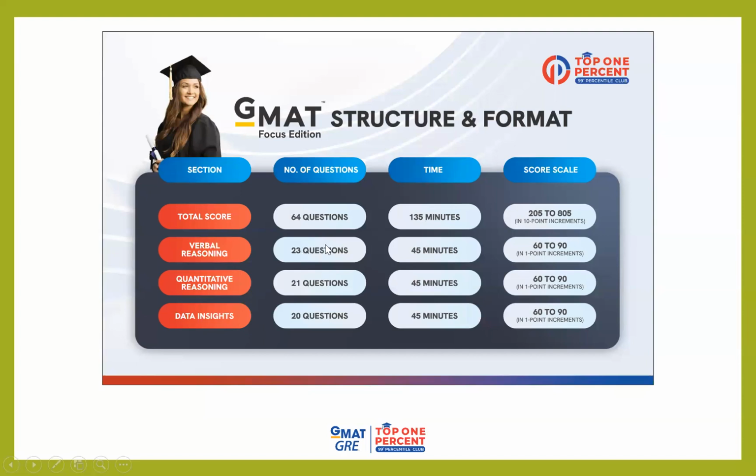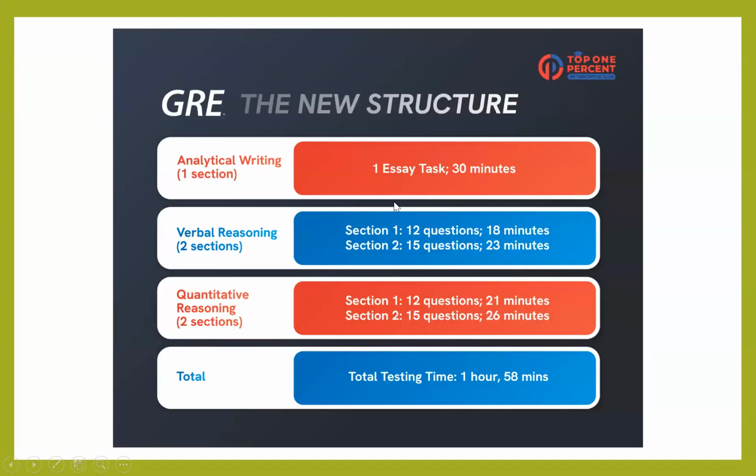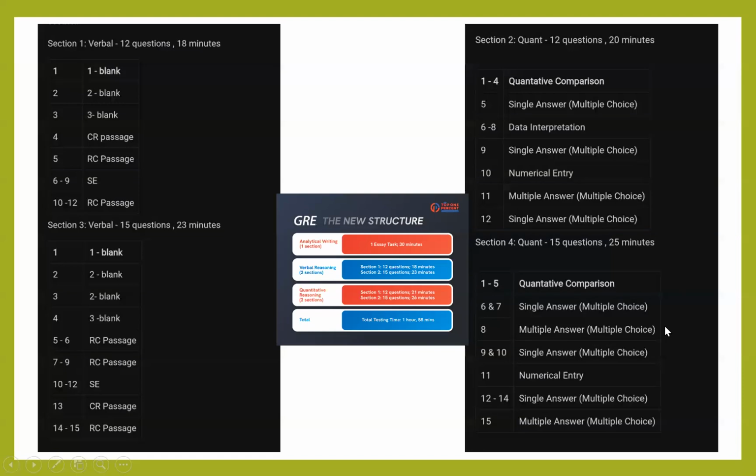GMAT, what is the structure? We have 3 sections, verbal, quant, DI, and 23, 21, 20, 64 questions. This is this. GRE, the new structure is verbal has 2 sections, quant has 2 sections, and you have a writing section also. So let's see. GRE, this is the detailed structure if anyone wants exactly.